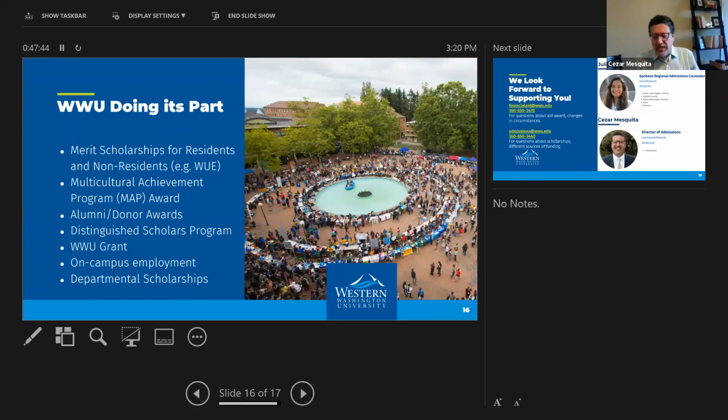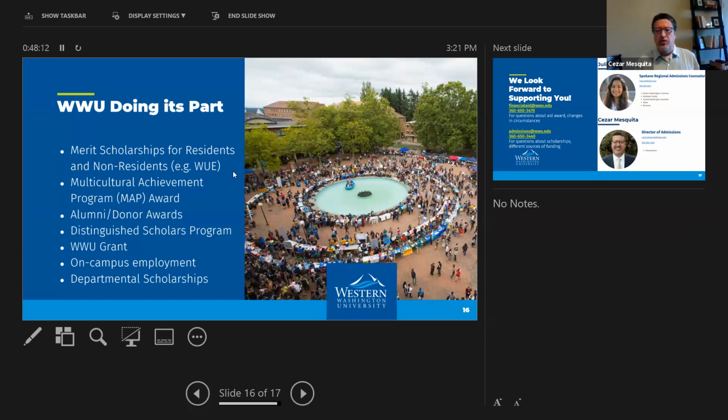Western, to the greatest extent possible, we receive a lot more requests for additional funding than we can possibly cover, but we are doing the best possible to meet students and families where they are in terms of our merit scholarships, Multicultural Achievement Award, which does recognize the student in their community and their personal identity, donor scholarships, alumni awards, distinguished scholarship programs for students interested in specific academic areas.